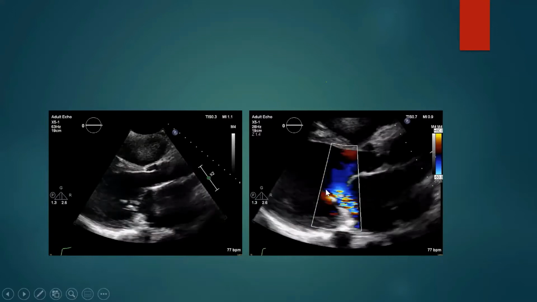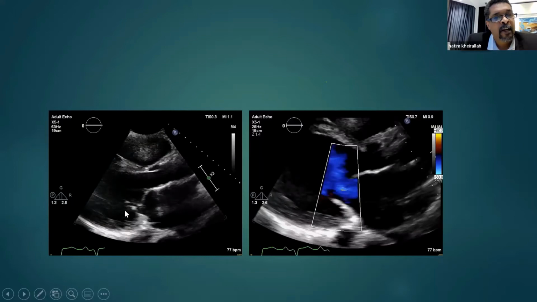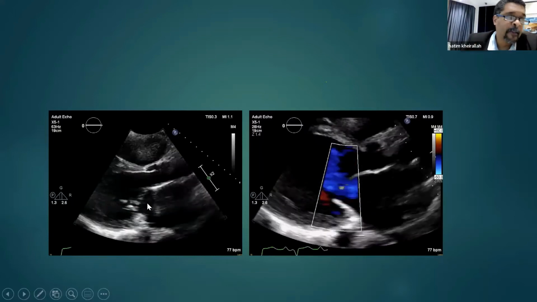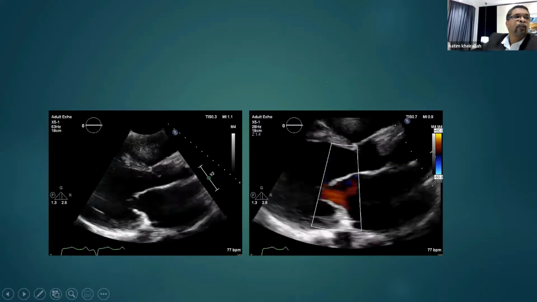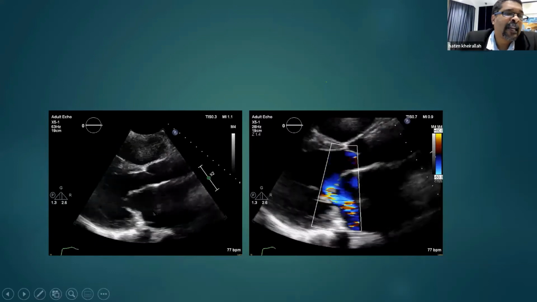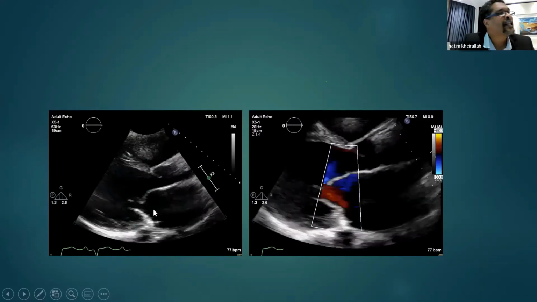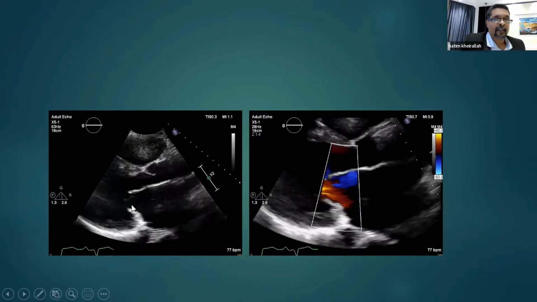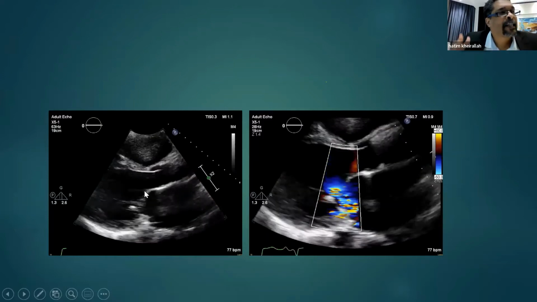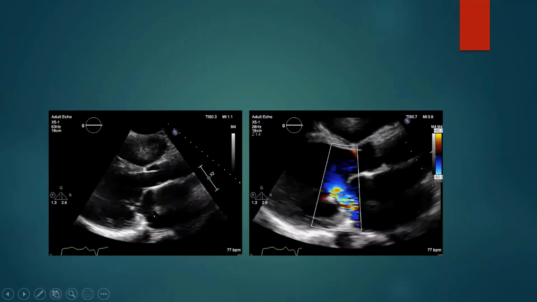The MR we are seeing here is due to the traction and tethering of the posterior leaflet rather than the prolapse of the anterior leaflet. It's not absolutely wrong, because when you have tethering of the posterior leaflet, that will create a sort of relative prolapse of the anterior leaflet. So the anterior leaflet is relatively prolapsed.